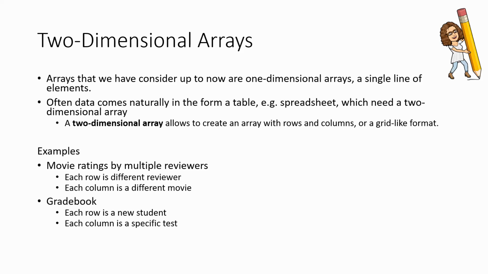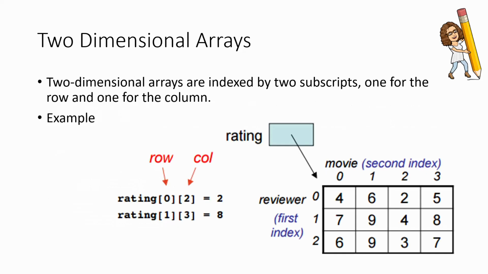Maybe it's movie ratings by multiple reviewers. So each row is a different reviewer and each column is a different movie. Or maybe we're looking at a grade book, in that each row is a new student and each column is a very specific test. So then what you would get if you look at a row is what a student did for each individual test, one at a time. Two-dimensional arrays are indexed by two subscripts, one for the row and one for the column.